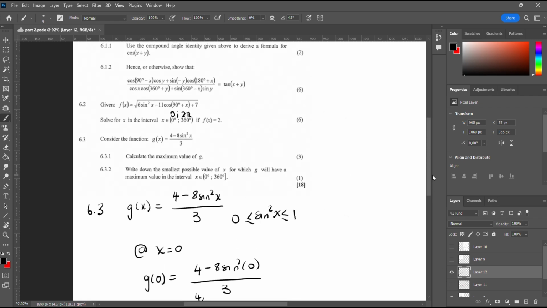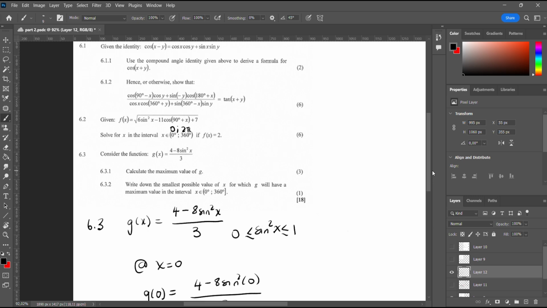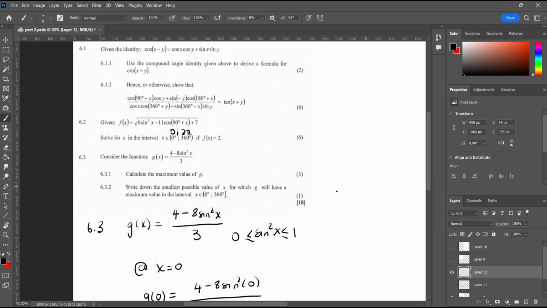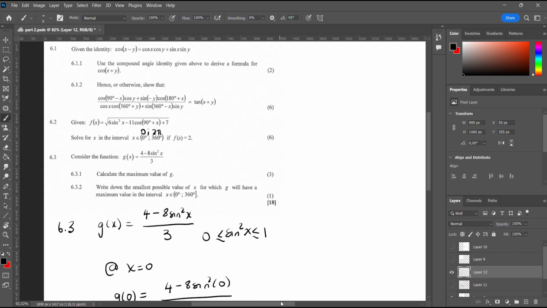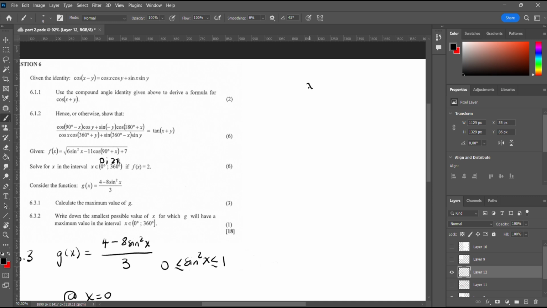And then, what was the next question? Write down the smallest possible value of x for g with maximum. So now we're talking about x an element of, you can write it in many ways, but this is what they're saying: 0 but not equal to 0, but can be equal to 360 degrees. So write the smallest possible value of x for that.